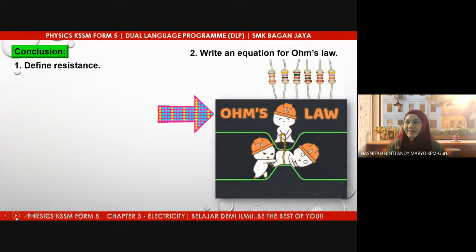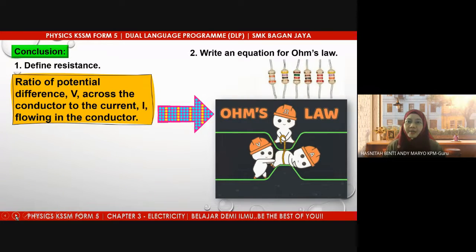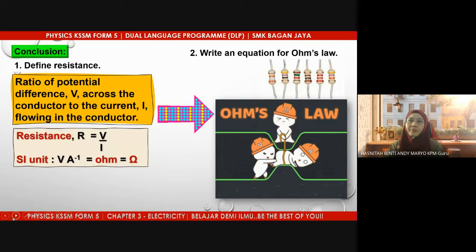So V is the potential difference supplied across two points along this conductor, and this is the current flowing across the conductor. So this is resistance. In words, it will be a ratio: the ratio of potential difference across the conductor to the current flowing in the conductor. So I repeat, resistance is the ratio of potential difference V across the conductor to the current flowing in the conductor. If you write the formula for resistance, this is R, the ratio of V to I.